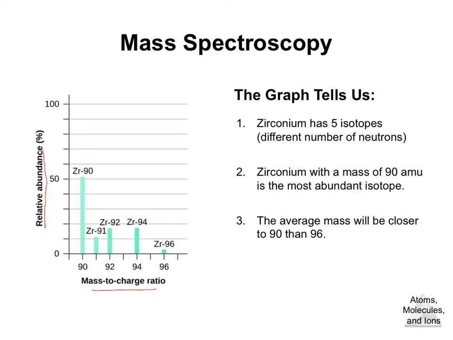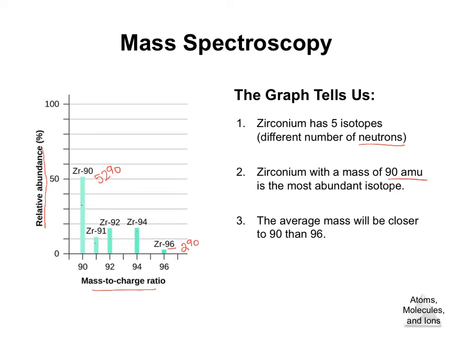So we can see that there's 1, 2, 3, 4, 5 different types of zirconium. So zirconium has 5 different isotopes, and remember, this is different number of neutrons. Okay, each of these have a different mass, so 90, 91, 92, 94, and 96. Okay, the graph can also tell us that zirconium with a mass of 90 AMU is the most abundant. So it's like maybe 52% zirconium 90, all the way down to zirconium 96 is down here at like maybe 2%. Okay.